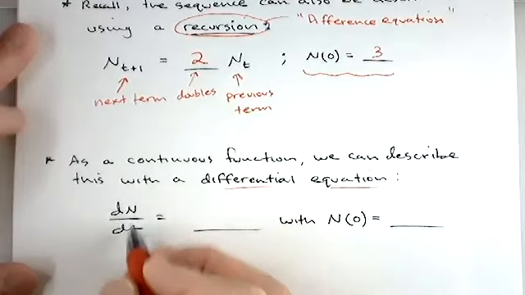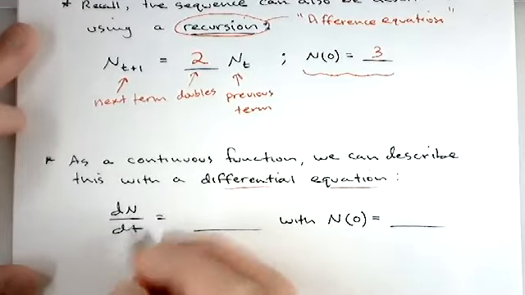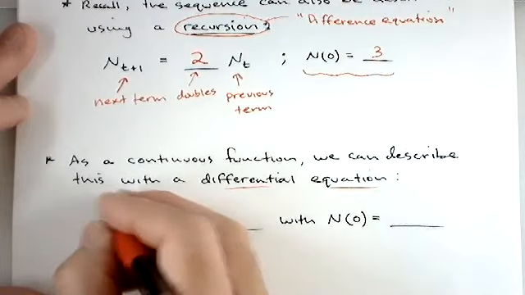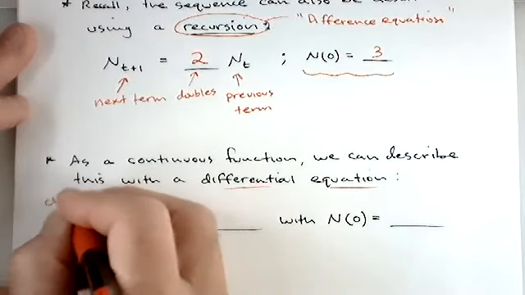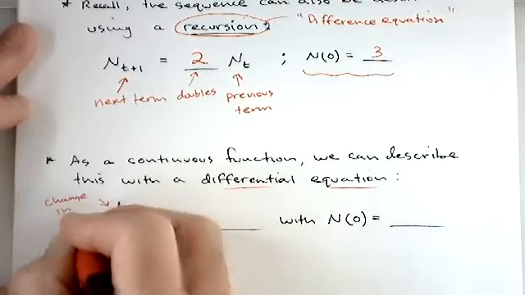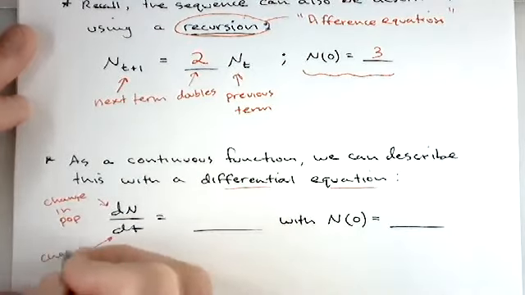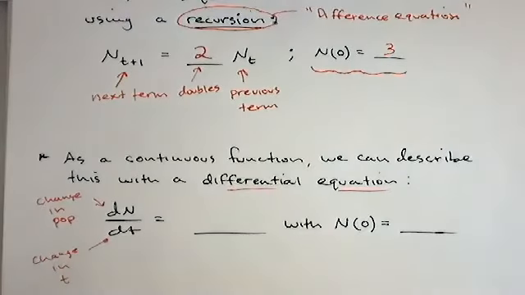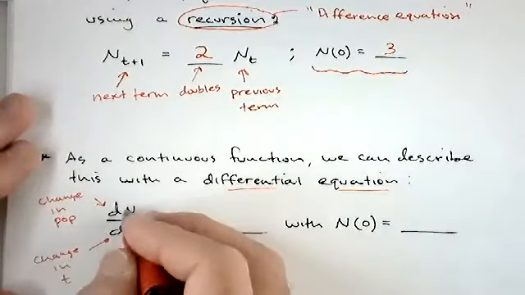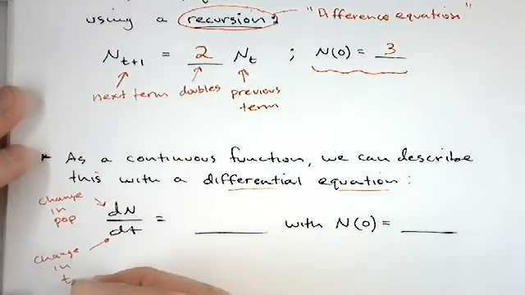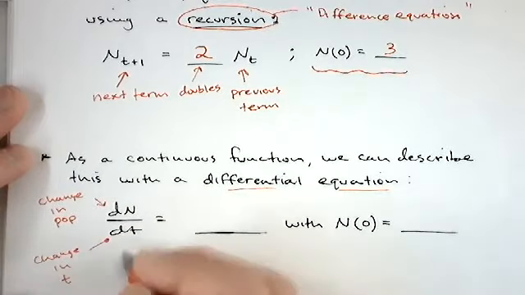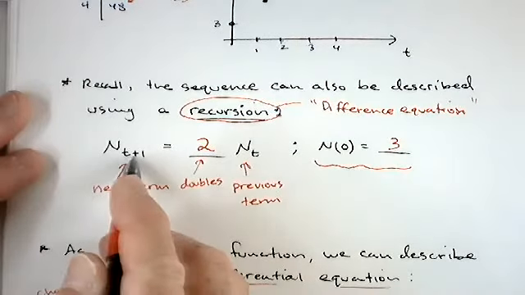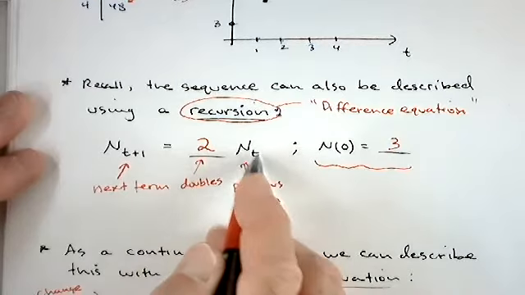And so dn dt, we recognize that as a derivative from 17a. I think at the end of 17a, we talked about dn representing the change in the population, change in n, right? And this represents a change in time. And so together, you could read this as, how is the population changing with a change in time, right? And isn't that kind of like what this is saying? This is saying in the next time period, how is your population changing? It's double the previous time period, right?